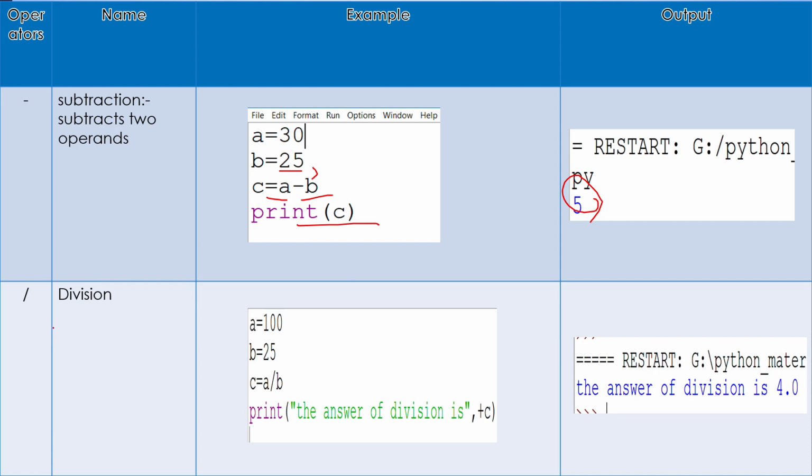Now the division operator. A is equals to 100, B is equals to 25, C is equals to A divided by B. Print the answer of division is C. The answer of division is 4.0.